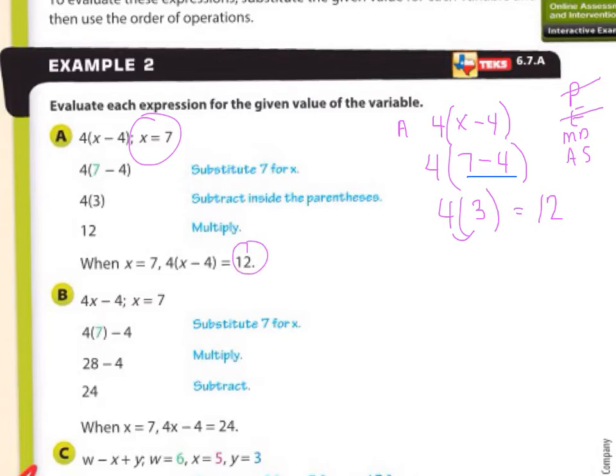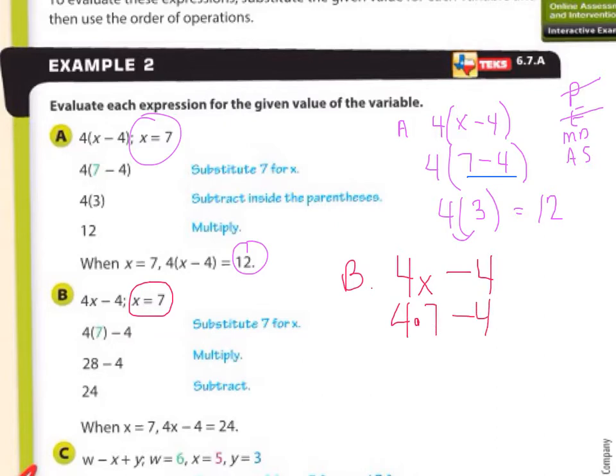All right, let's look at B. B says 4 times a number that we don't know what it is, minus 4. Remember, this is not a times sign. It's a variable. And then they tell us that x equals 7. So that means 4 times 7 minus 4.